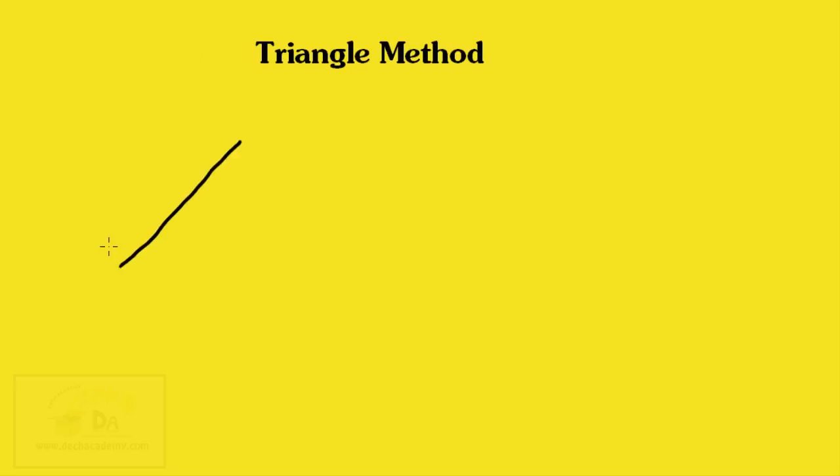So here's a line. Now, this line's gradient can be determined by forming a triangle as follows. Draw a vertical line down from the highest point. Just draw it down, so a vertical line. And draw a horizontal line to meet the vertical line from the lowest point. So we just formed a right angle triangle.